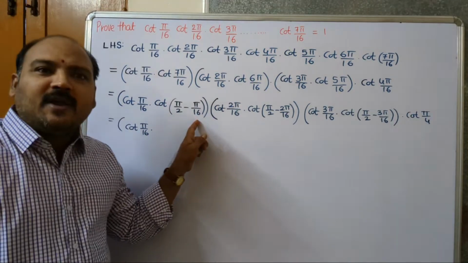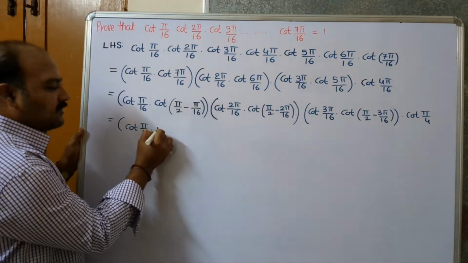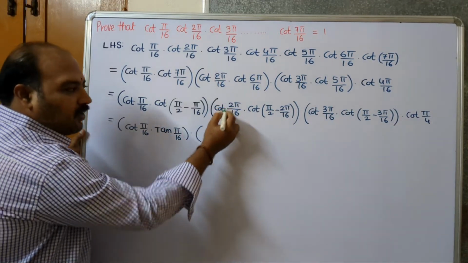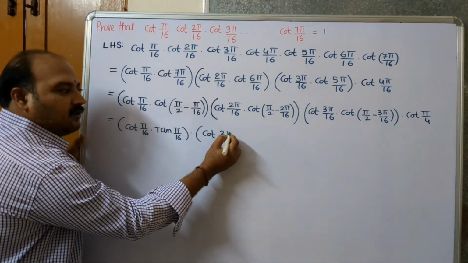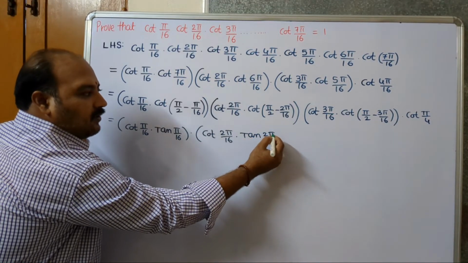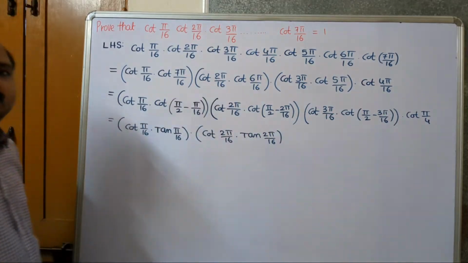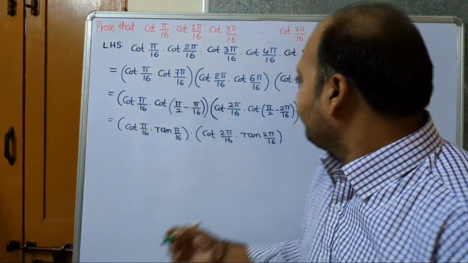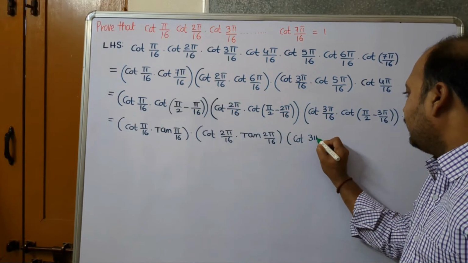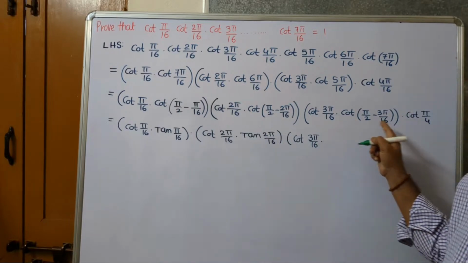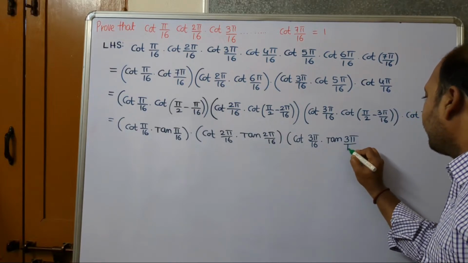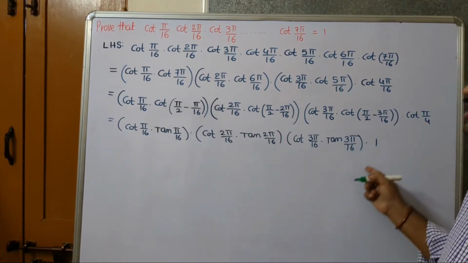Next, cot pi by 16 into cot of pi by 2 minus theta, which is tan theta. So it comes as tan pi by 16 into cot 2 pi by 16, this is tan 2 pi by 16. Next, cot 3 pi by 16 into cot of 90 minus theta, tan 3 pi by 16, into cot pi by 4, value is 1.